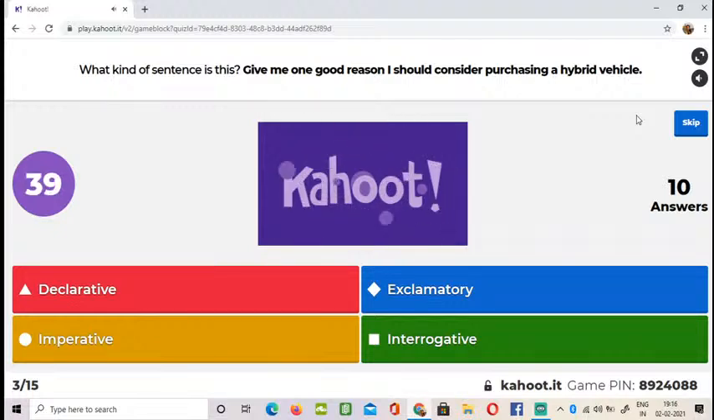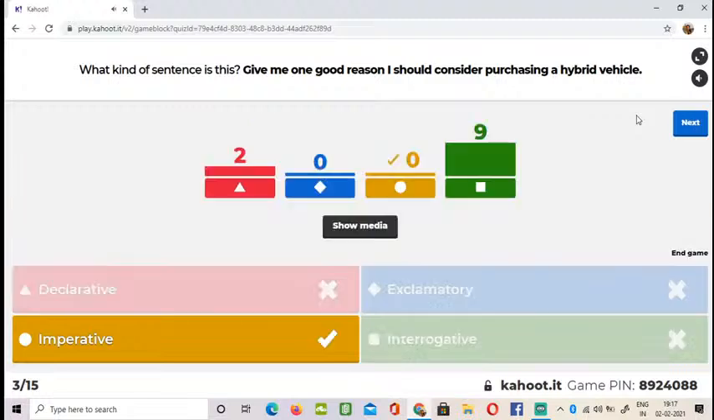Okay, come on guys, I have got 10 answers. Okay, none of you are correct, so that's very bad. So it's okay. Nine of you have answered interrogative sentence, but it is not correct because an interrogative sentence asks a question. Here we are not asking a question. Someone is asking you to give a reason.